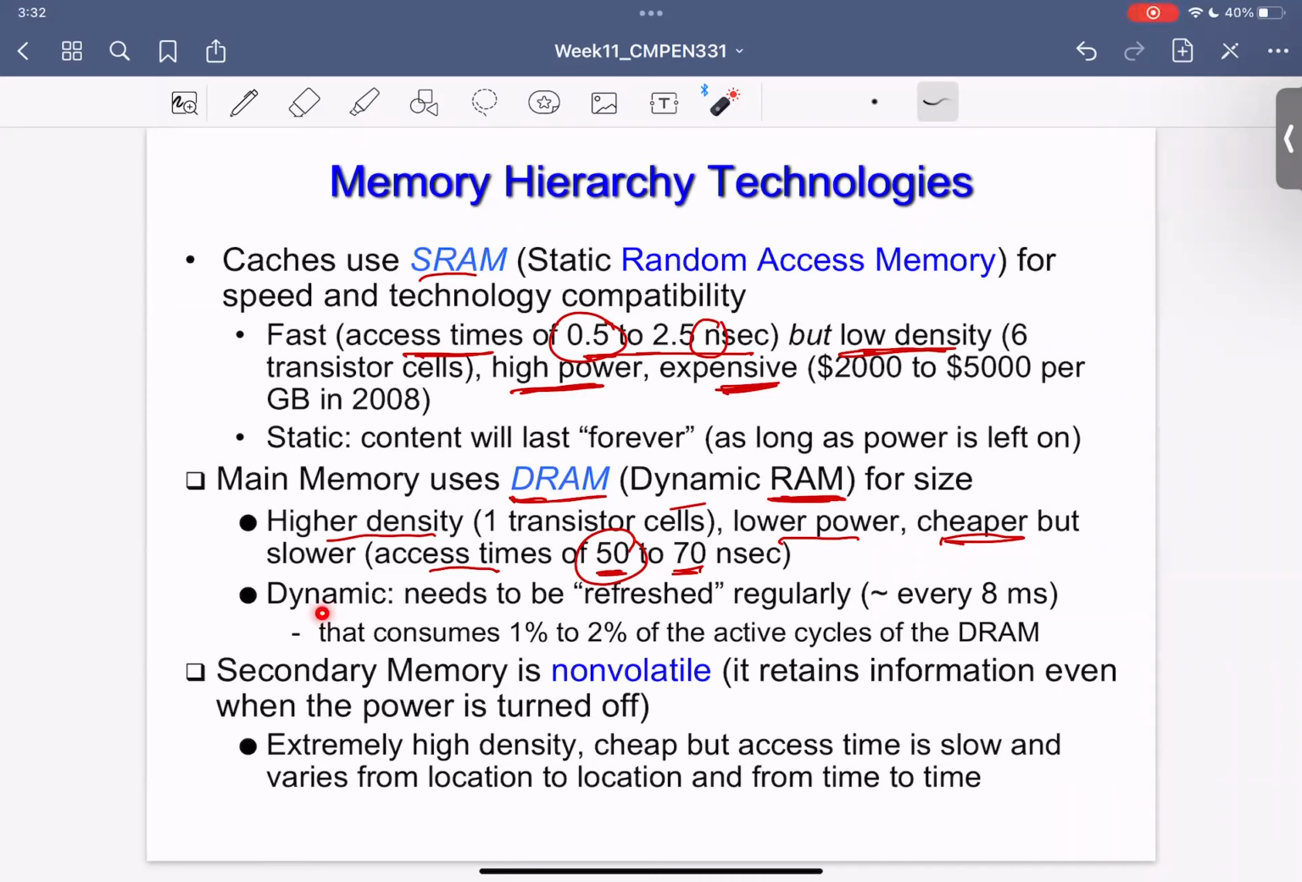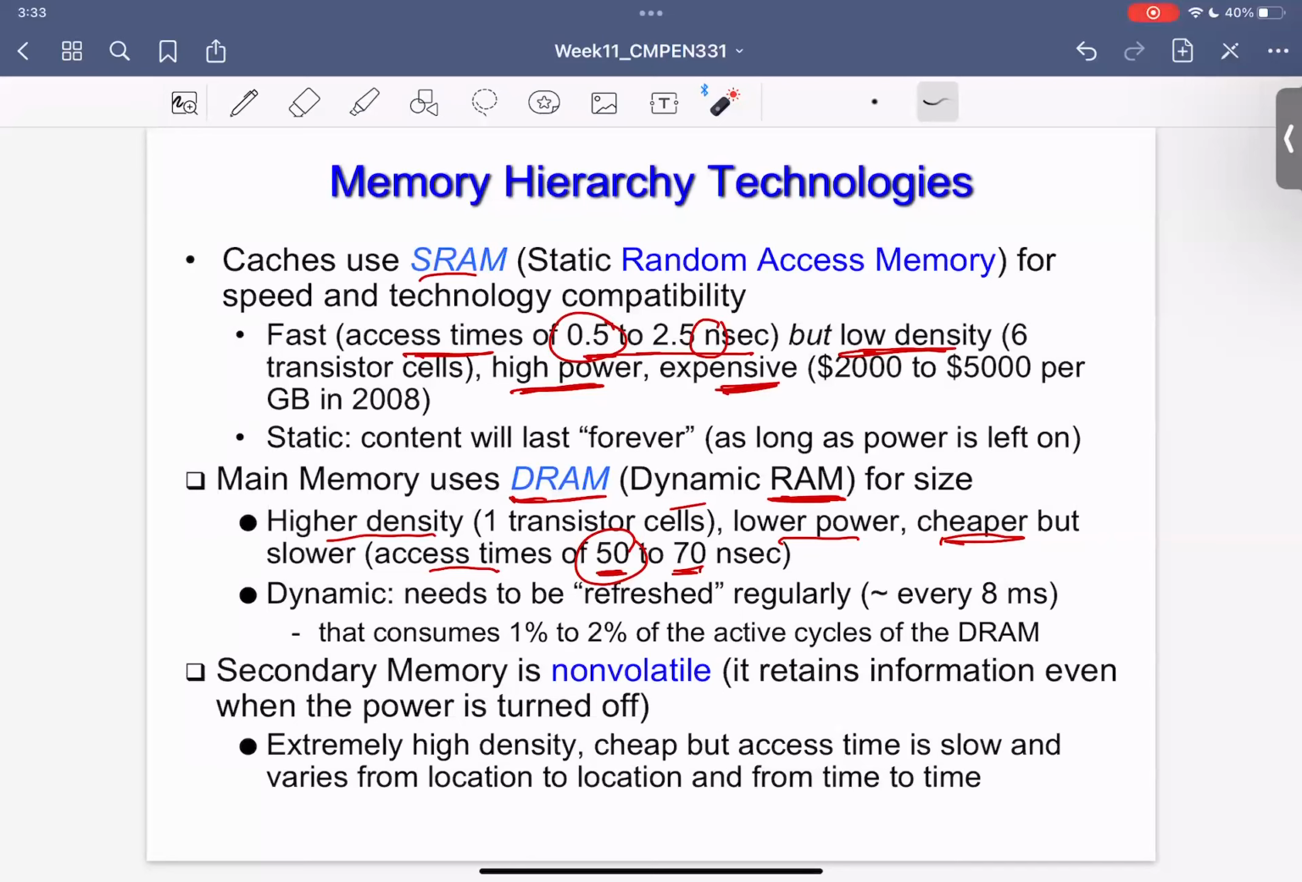Also, because it is dynamic, it needs to be refreshed regularly, approximately every 8 milliseconds, which means I am also consuming more of my time, 1 to 2% of the active cycles, which makes it even slower, because approximately every 8 milliseconds I need to refresh it, which is eating from that time.